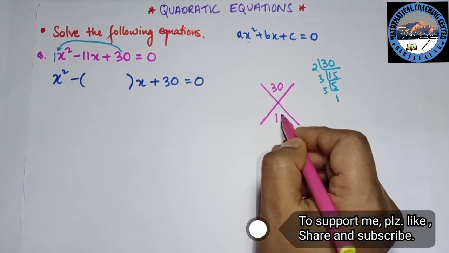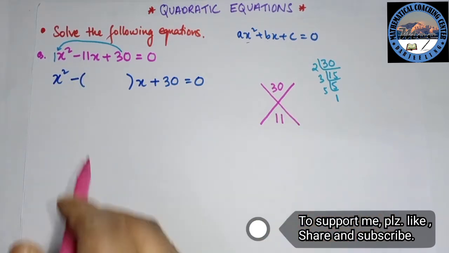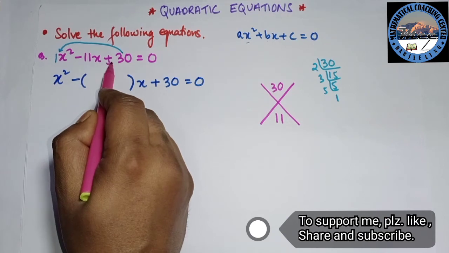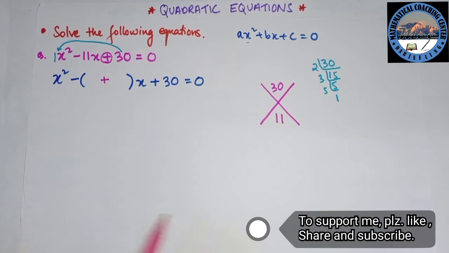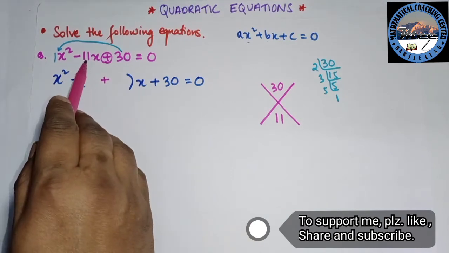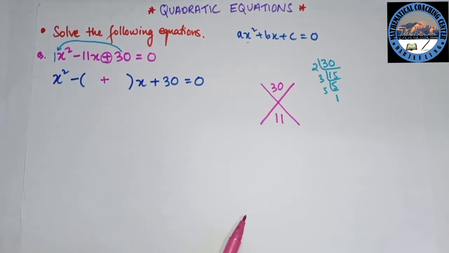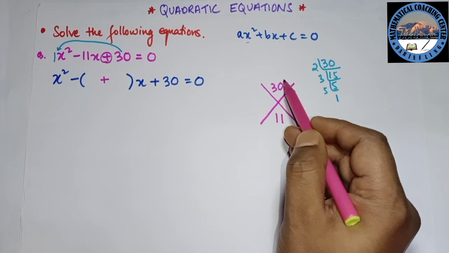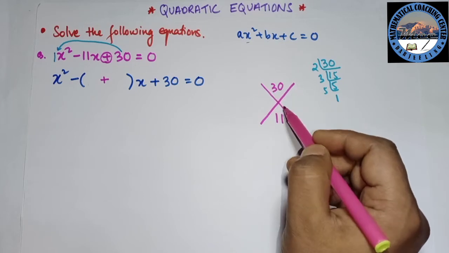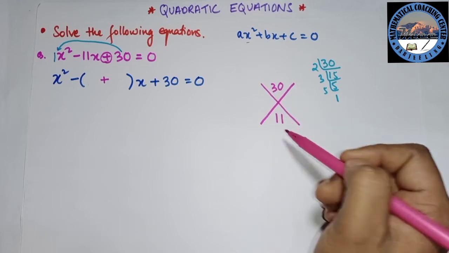11. Okay, so if you see here the sign is plus, so the middle one also will be plus. Okay, these are the rules. So we are breaking the middle term. See, 11 we are breaking into two parts. That's why it is called breaking the middle term. Now, with this magic cross rule, after multiplying we should get 30, and after adding we should get 11.